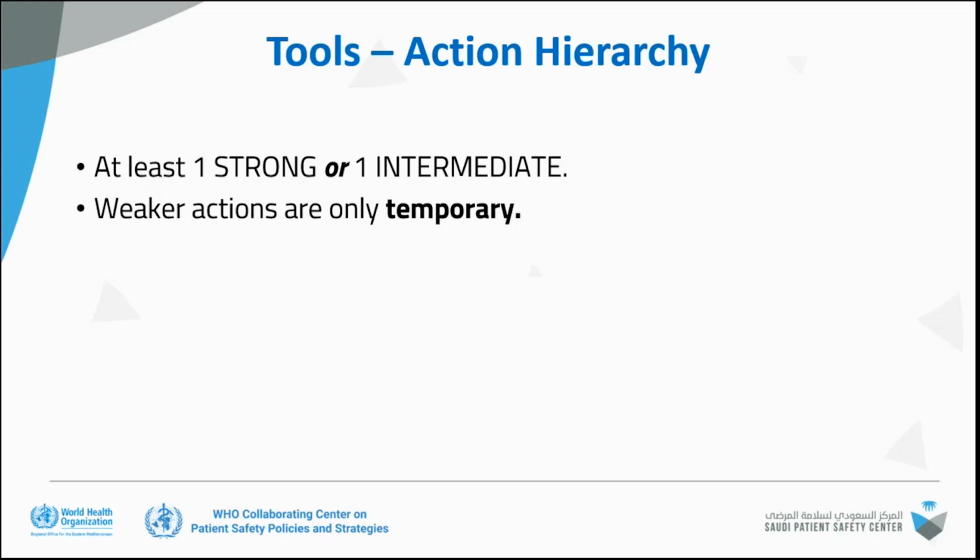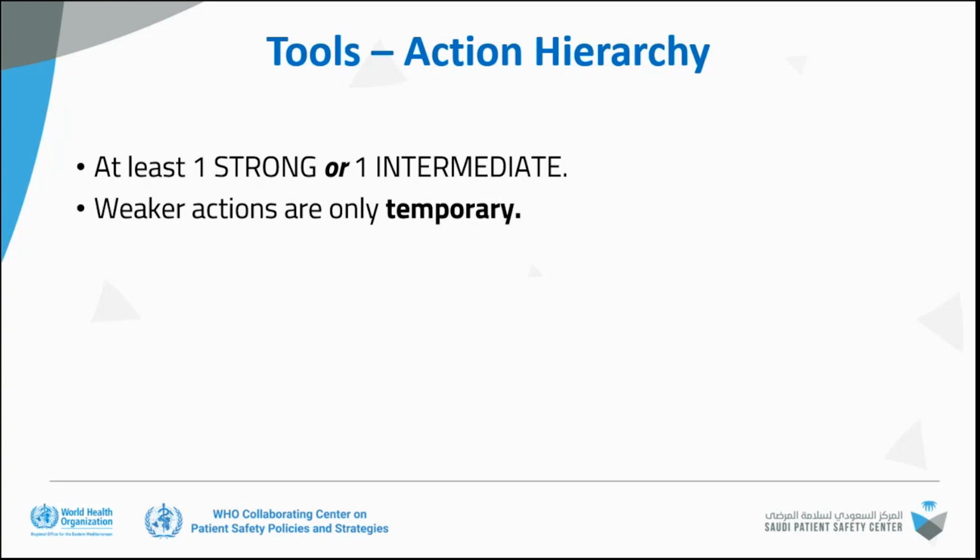So in the action hierarchy, for each root cause, I should find at least one strong or one intermediate action. And in the whole RCA report, I should get at least one strong or one intermediate action for my RCA report to be of high quality.